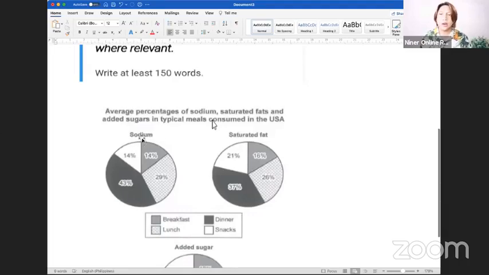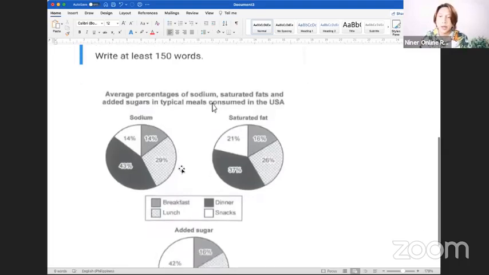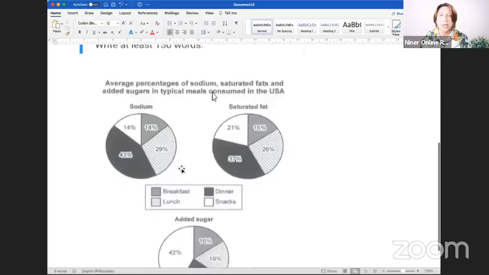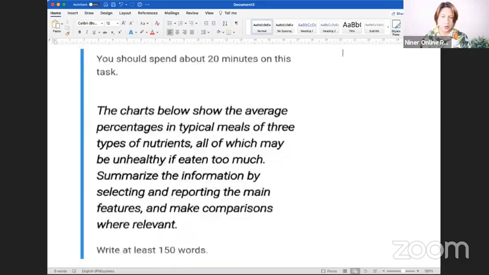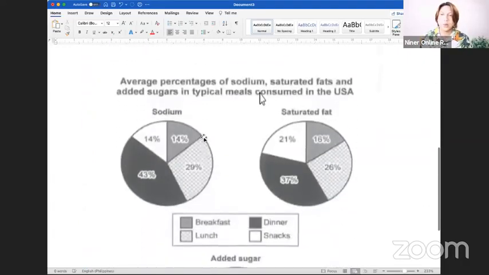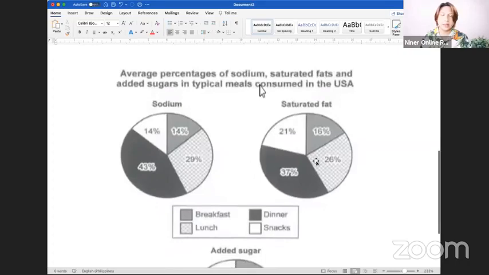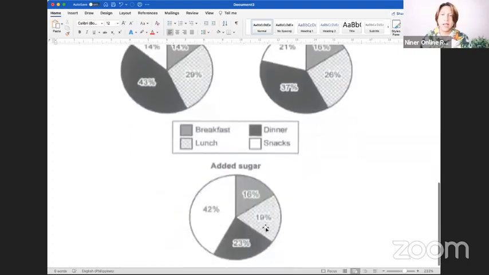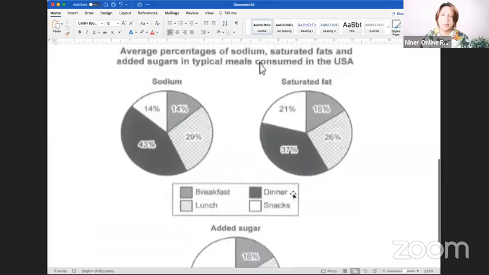So we have here sodium. I'm not sure if you can see this clearly. Hopefully you can. Let me just zoom this in so that you can see more clearly. So we have sodium right here. We have saturated fat, and we also have added sugar, right? And these are meal times, okay? Breakfast, dinner, lunch, and snacks.